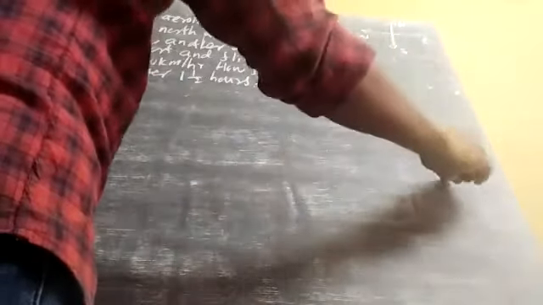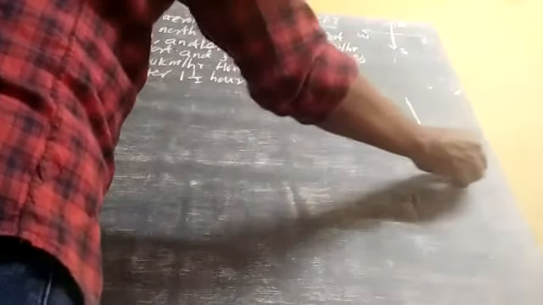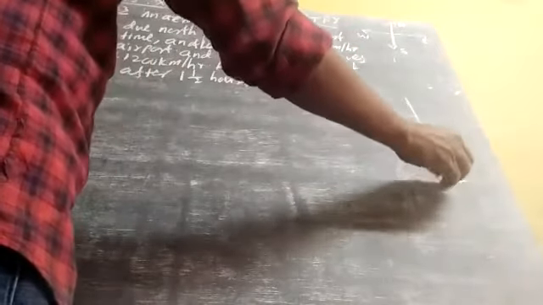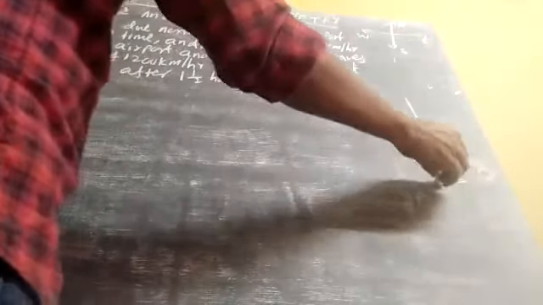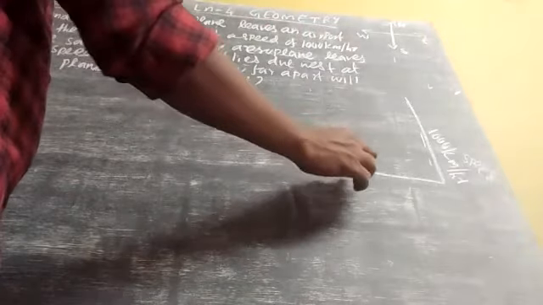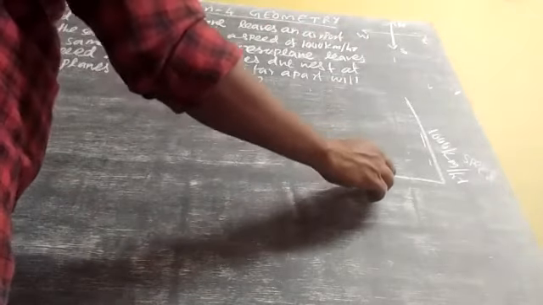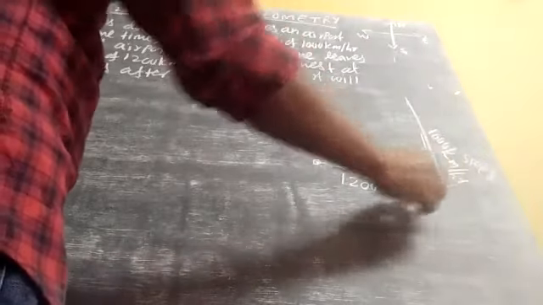And another one is 1000 km per hour, this one's speed. Next, another aeroplane is going to the west side. How much? 1200 km per hour. This is also speed.